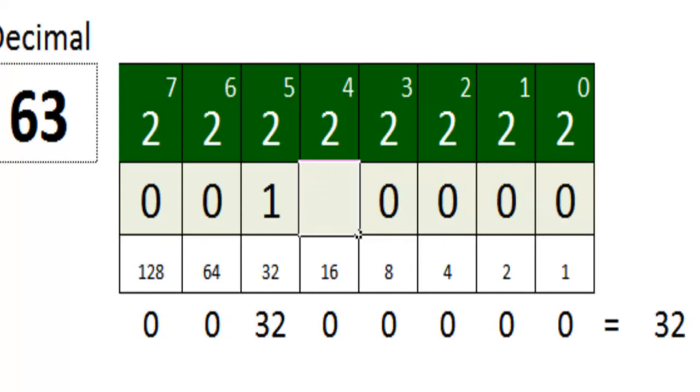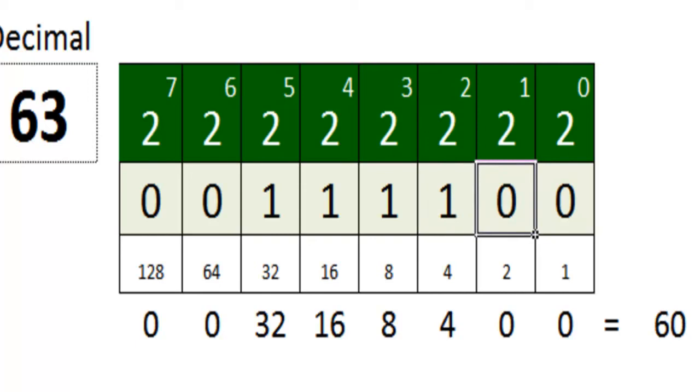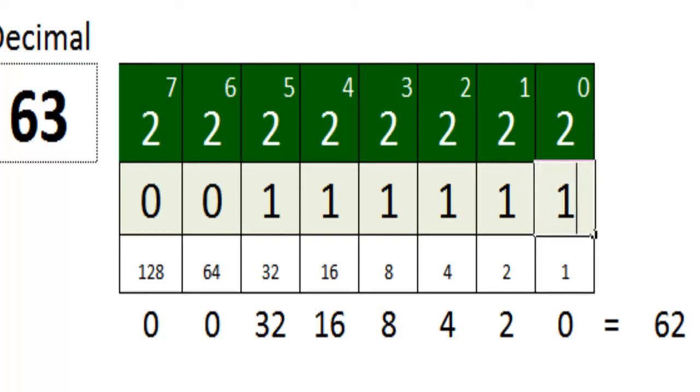16 will go into 31 one time, and that leaves 15 as a remainder. 8 will go into 15 one time, and that leaves us 7 as a remainder. 4 will go into 7 one time, leaving 3 as a remainder. 2 goes into 3 one time, with 1 as a remainder, and there's the 1. Add them all up. 32 plus 16 plus 8 plus 4 plus 2 plus 1 is 63.